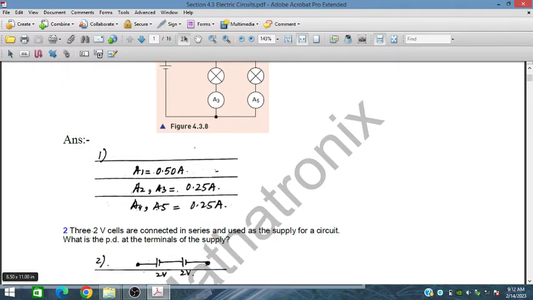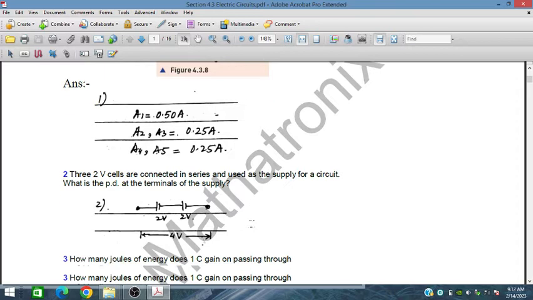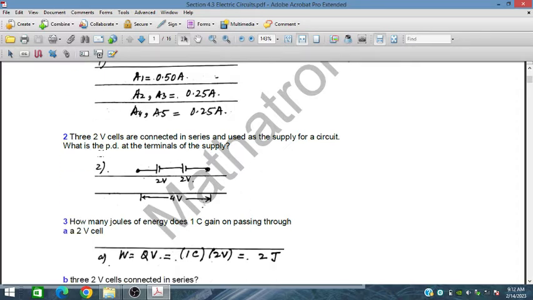Question number 2. Three 2-volt cells are connected in series. This is 2 volt and this is 2 volt. After this another voltage source is connected. So this 2 volt and 2 volt is equal to 4 volt. So what is the potential difference at the terminals of the supply? Across this terminal, this to this, there will be 4 volt.